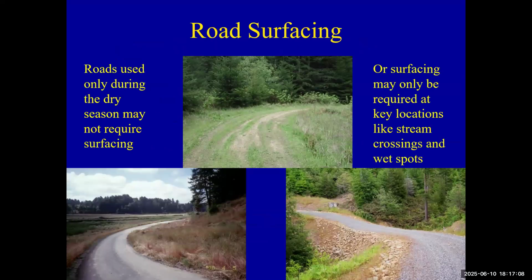So road surfacing, if you're only using a road during the dry season, you may not require any surfacing. Or the surfacing may be only required at places like stream crossings and wet spots. What you're seeing on the left here is an outsloped road, basically in a wetland, and it works perfectly fine. What you're seeing on the right is a surfaced area at a stream crossing. And the rest of the road was naturally surfaced, but in this area, they armored it with gravel.